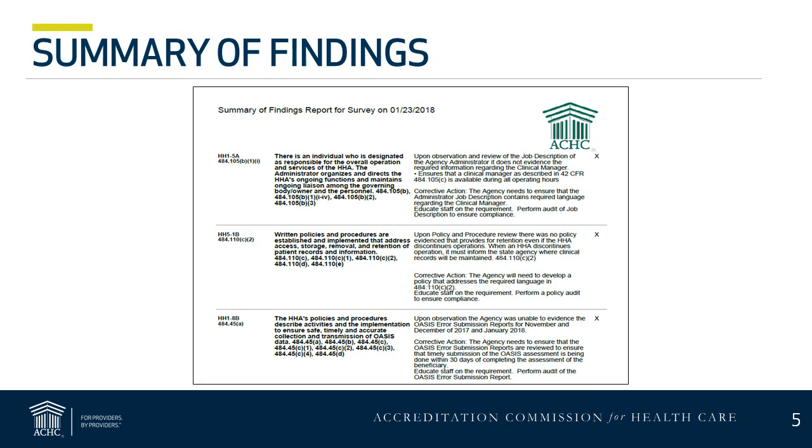Here is a sample of a summary of findings. The nice thing about how our summary of findings is written is that it identifies the standard, but it also identifies the specific COP standard that was out of compliance as well. So you can reference the COPs to determine exactly what is required to be in compliance with that standard, and that is how you will then determine how to build your plan of correction.